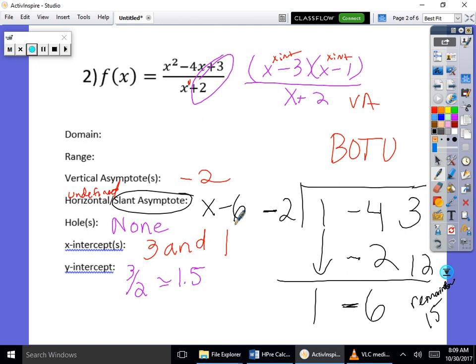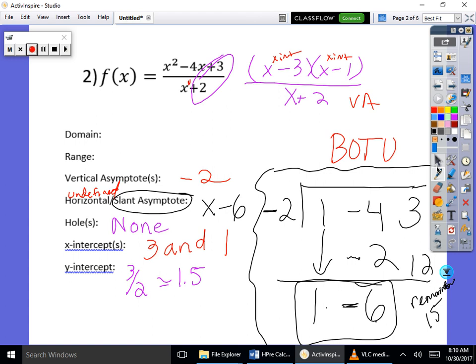Remember, when I divide, I lose a power. So this was an x squared, so now it's an x. This was an x, now it's a constant. Okay? It's x minus 6. This is the work. Okay? The horizontal is undefined. The slant would be x minus 6 because we don't care about the remainder. And so you would graph that. You would graph a line that has a y-intercept of negative 6, move up 1, over 1, up 1, over 1. Graphing a linear line. Algebra 1, ringing a bell.